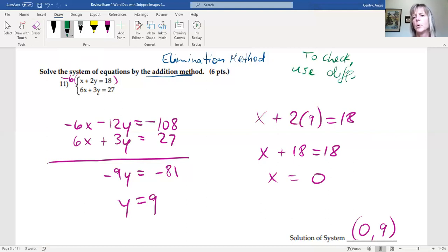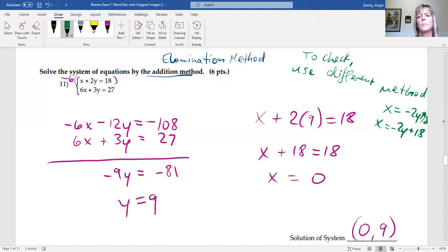So you can either graph them both or just sketch it, or the thing that's really fast and easy in this case is look at the top one. If you isolate that, negative 2y plus 18, so x is negative 2y plus 18. And you could plug that into that 6 times x plus 3y equals 27. So if you plug this mess into here, you would solve, and then you would see if you get the same x's and y's. So, that's one way to check.